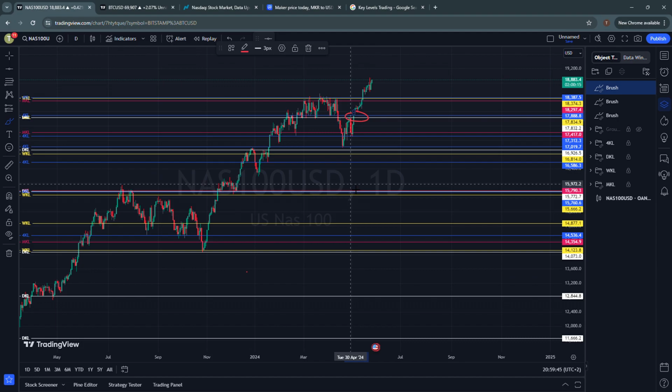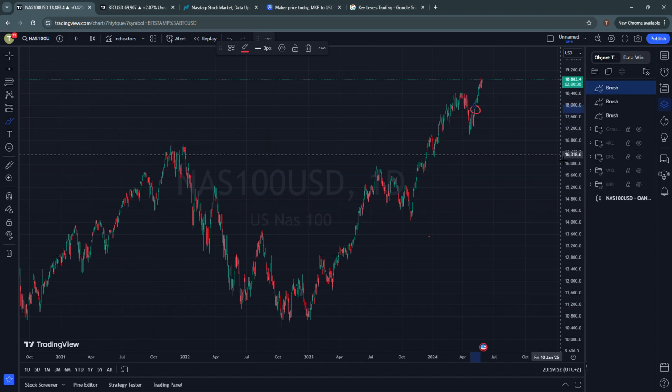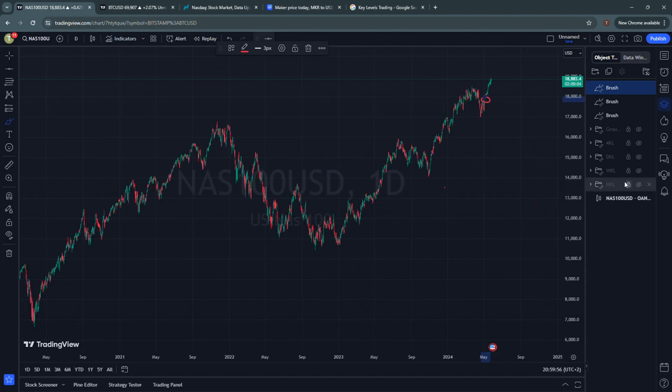So I hope this has helped you guys. What we're doing here is we're seeing the object tree on the right hand side, and as you can see, this is the key levels. We want to add key levels. As you can see, I'm going to go through this one more time.